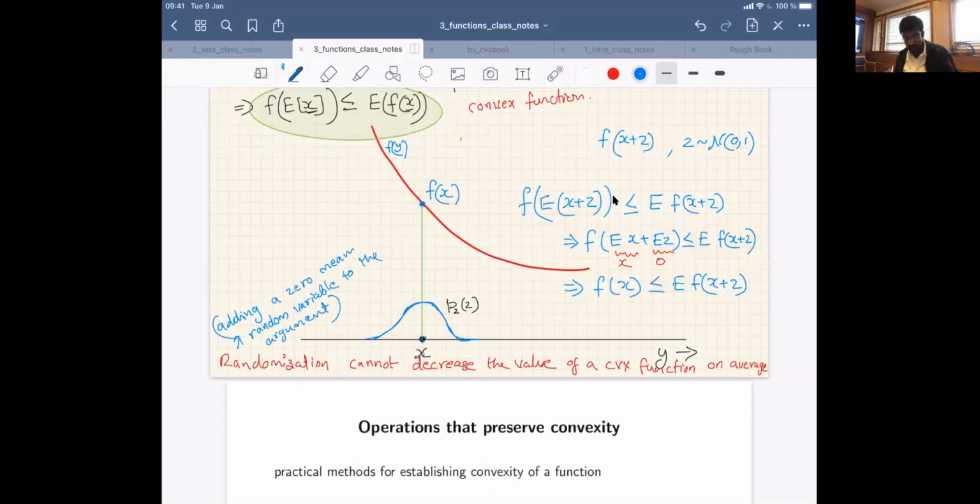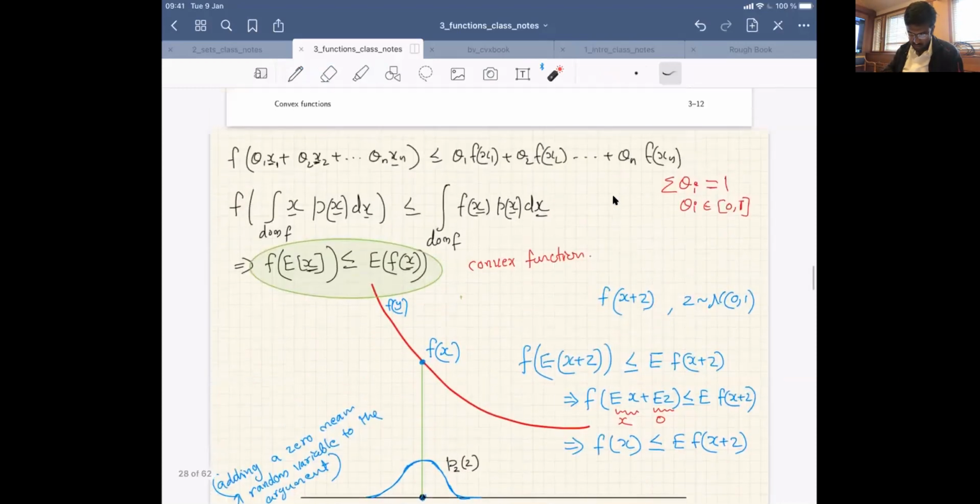So this is what I mean by randomization. If I do that, then the function value is expected to be greater than the value of x. This is happening because this is a convex function. If it's not convex, this will not happen. So it's just an intuition interpretation in a specific case.